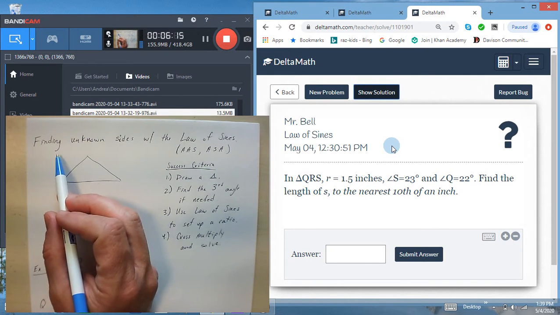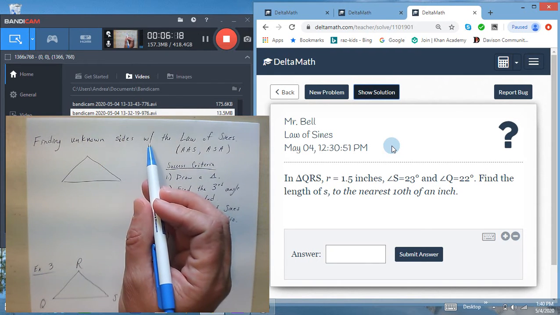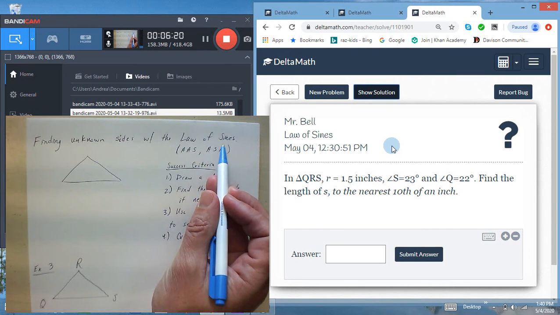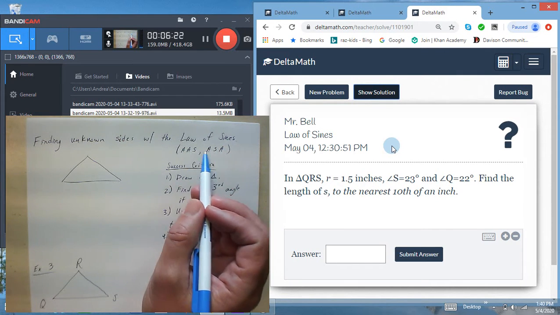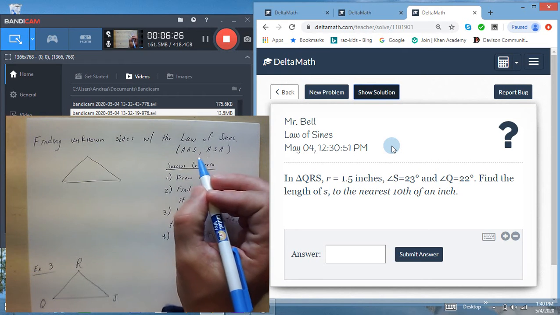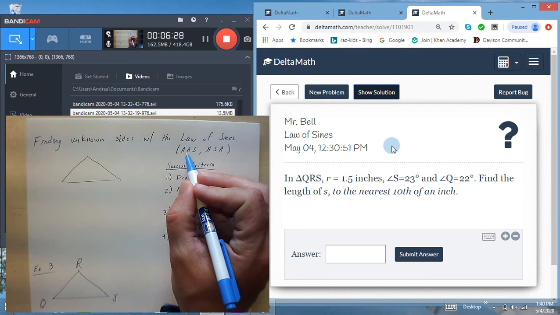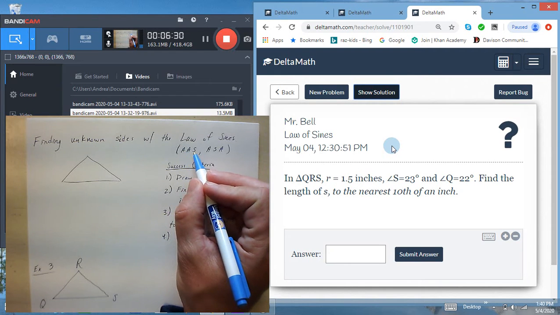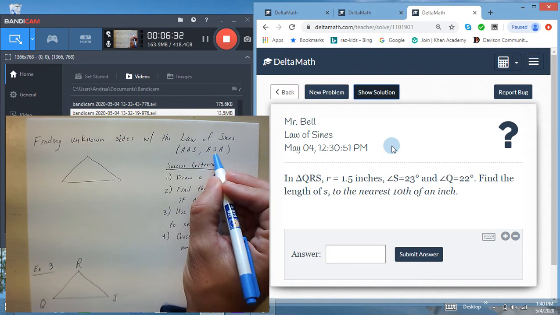Okay, so you're going to be asked to find unknown sides using what's called the law of sines. Law of sines is typically used for three different cases or given information. The two we're going to focus on this week are the scenarios of giving one side and two angles. This is still one side and two angles, just a little different order.